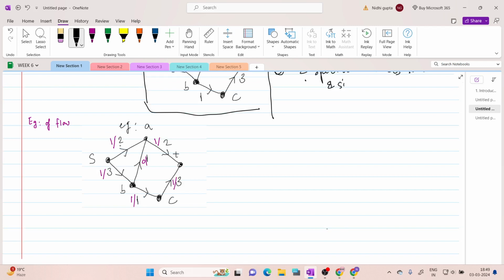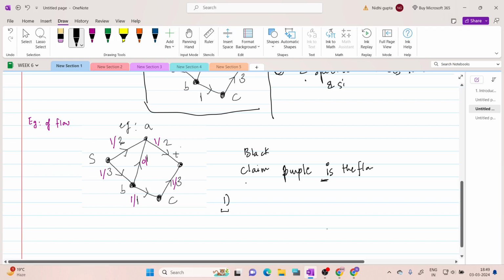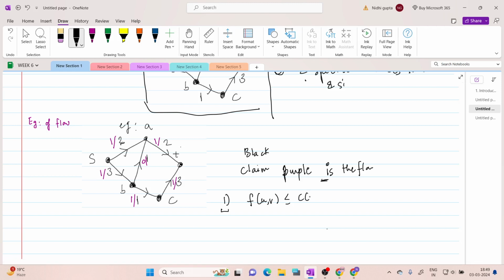So the black numbers are the capacity, and the claim is that the purple numbers are the flow. To check that it is a flow, three things should be satisfied. First, the flow should be less than or equal to the capacity. In this example, you see that 1 is less than or equal to 2, 1 is less than or equal to 2, 0 is less than or equal to 1, 1 is less than or equal to 3, 1 is less than or equal to 1. So this first property is satisfied.